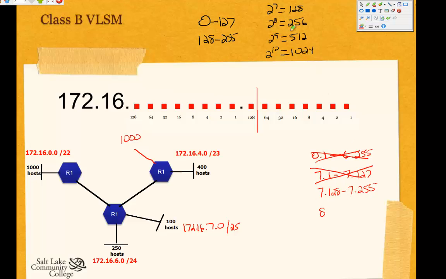We go back up to our method that we used up here. We look at our chart. How many bits do we need to borrow? We need to borrow 10 bits. So let's go draw our line. 8, 9, 10. Draw our line. Goes in there. Our networks are now going in increments of 4 again. Right, increments of 4. So 8, 12. Let's define the range here. It's going to be 8.1 to 11.255.